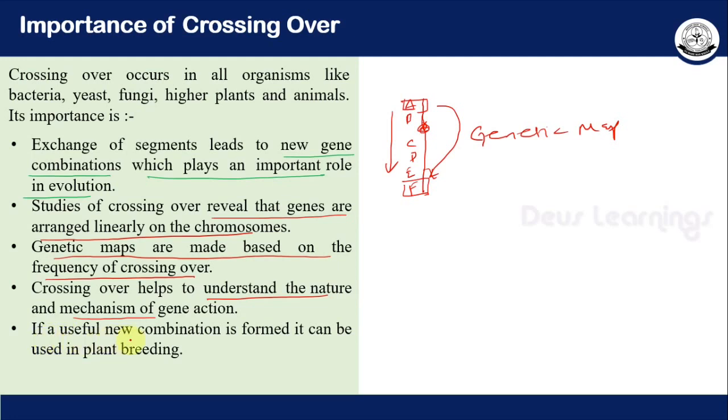Okay, if a useful new combination is formed, it can be used in plant breeding. So if a new combination forms, we can use this technology for plant breeding, right? So that's that much for today, we studied about crossing over.